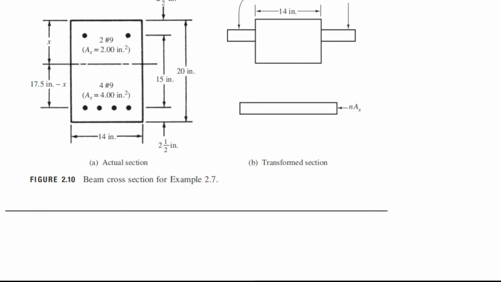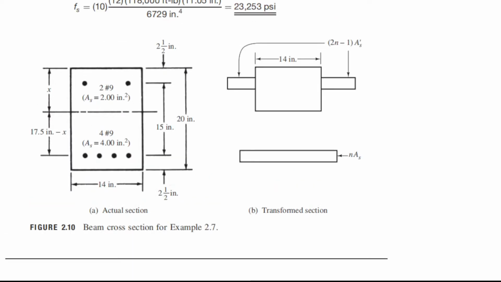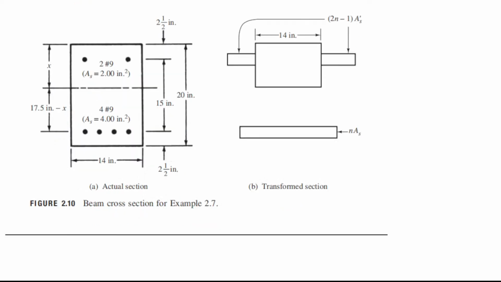So the figure looks like this. In the figure, A is the actual cross section. We have 14 inches as our beam width. The height of the beam, from extreme top to extreme bottom, is 20 inches.